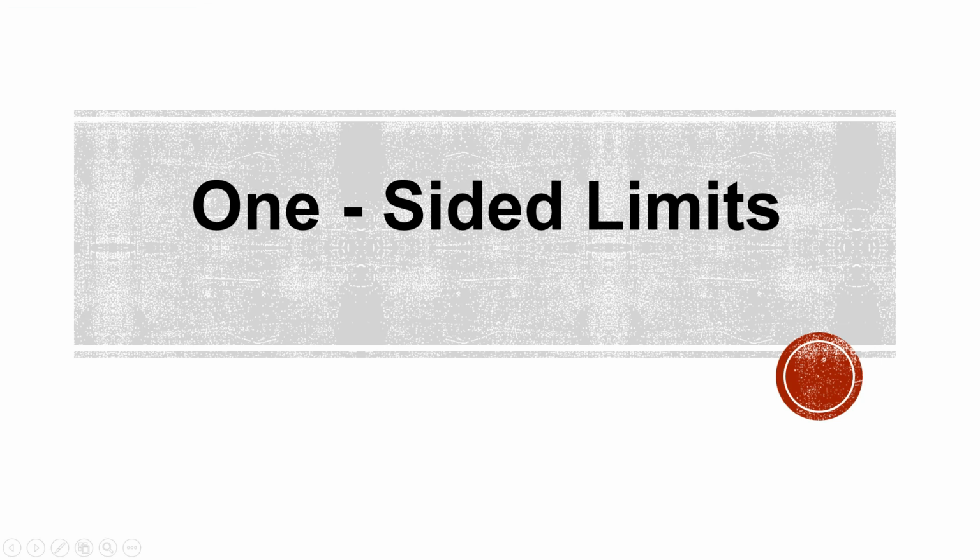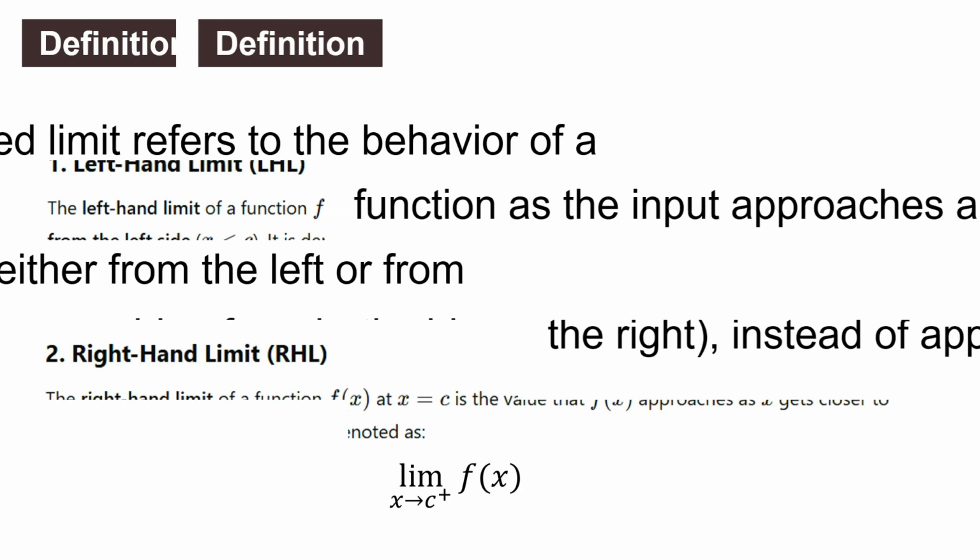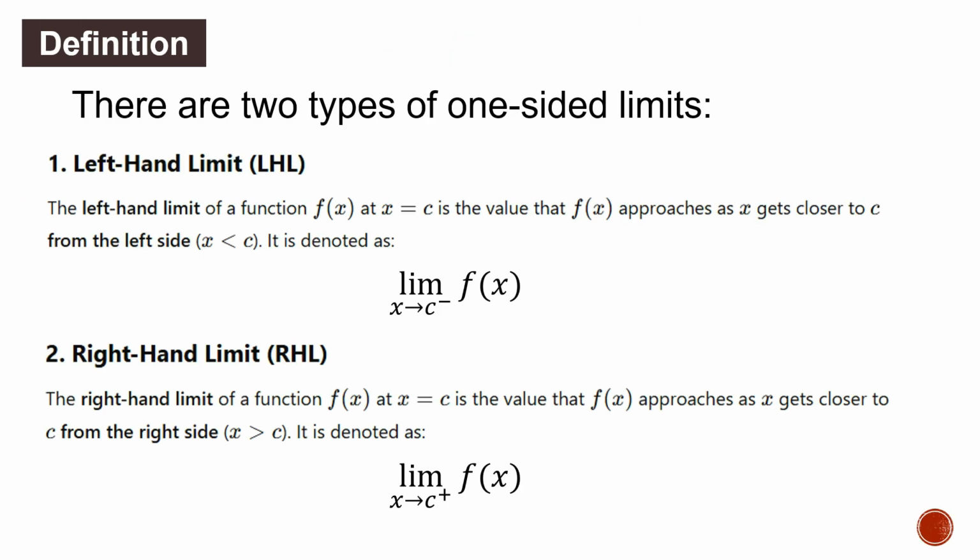Good morning, everyone. Today's lesson is about one-sided limits. And when we say one-sided limit, it refers to the behavior of a function as the input approaches a particular value from one side. So that means we're talking about from the left side or from the right side instead of approaching from both sides. So there are two types of one-sided limits.